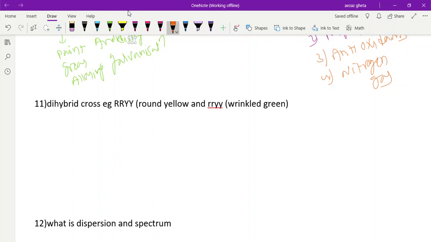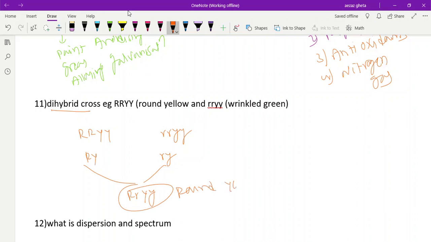A dihybrid cross is a cross between two plants that differ in two pairs of characters. Round yellow and wrinkled green: this is round yellow and this is wrinkled green, so here RRYY and here rryy. The F1 generation is all round yellow.